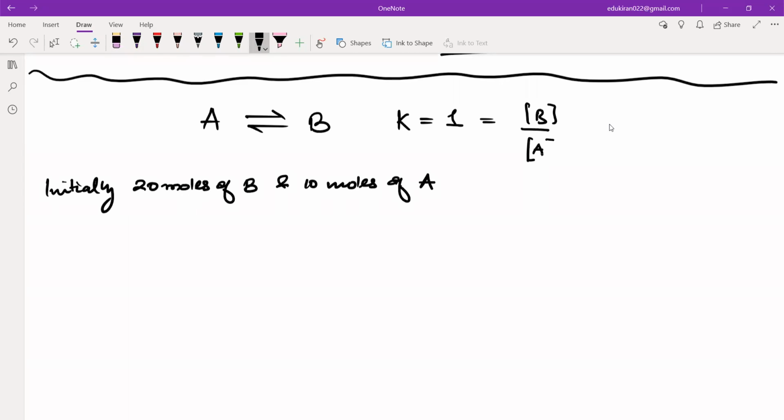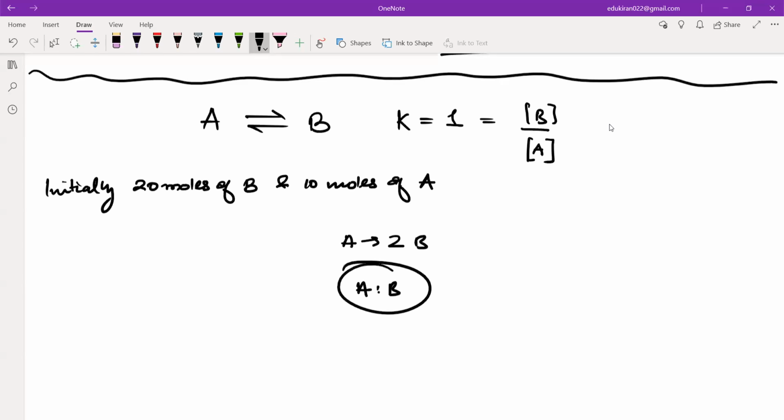20. For each mole, 2 moles, right? Yes or no? All of you agree? Now what do we need? For each mole of A, we now have 2 moles of B. And what do we need? For each mole of A, there should be 1 mole of B. Correct?